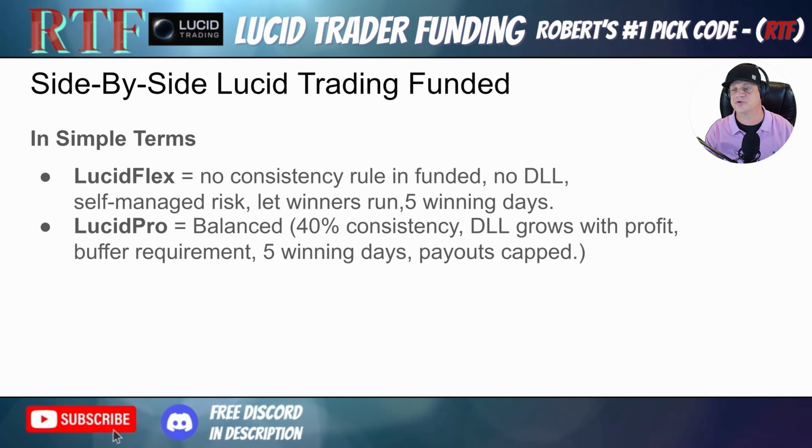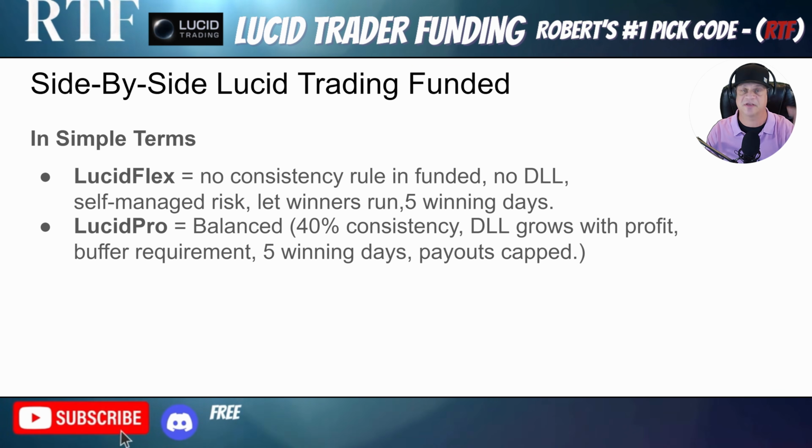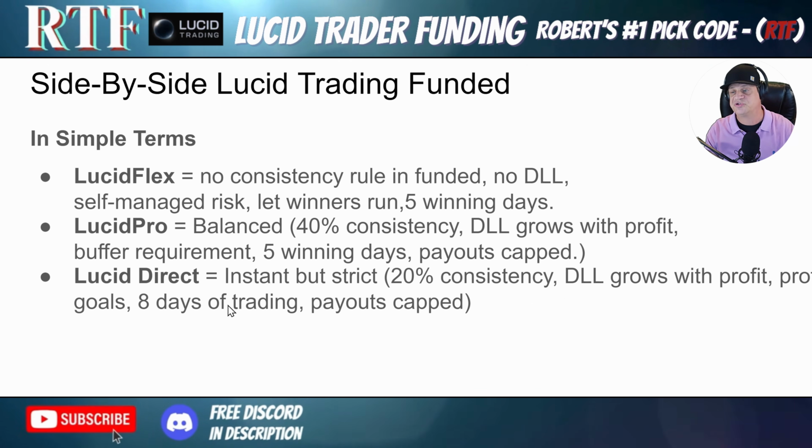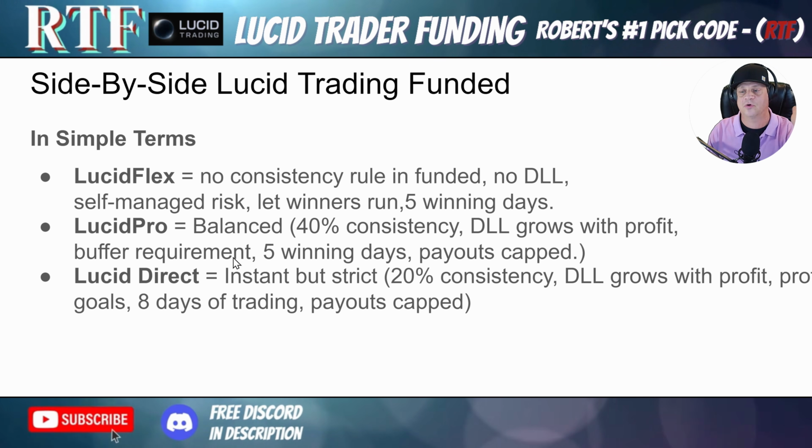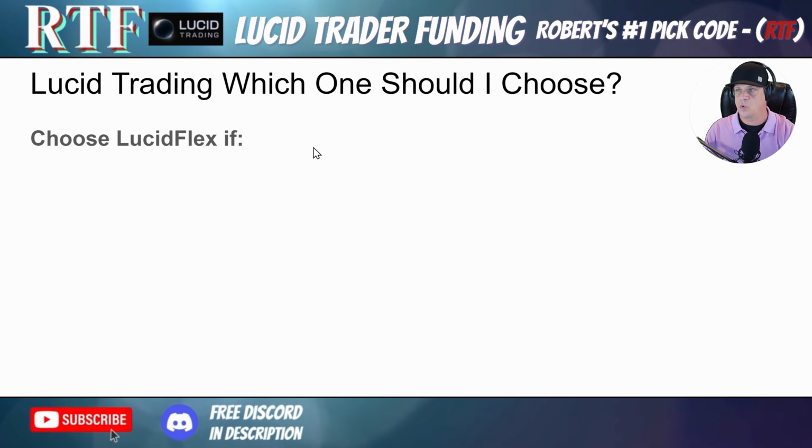The DLL grows with your profit. There is a buffer requirement. You need 5 winning days, and the payouts are capped. Okay, LucidDirect, instant but strict. You got 20% consistency. The DLL grows with profit. You got to hit your profit goals. 8 days of trading. Your payouts are capped. Also, it's important to know the payouts are capped on LucidFlex too. They're all capped. So, which one should I choose?